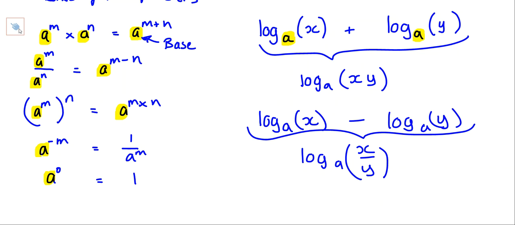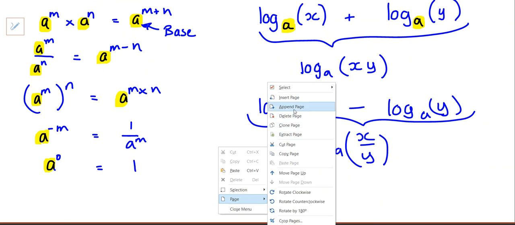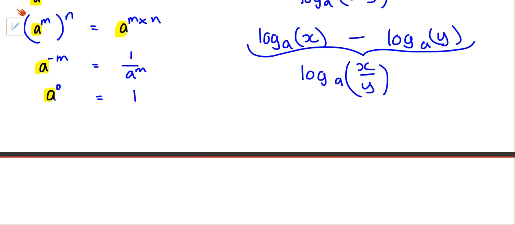Okay? Now a couple more that you can see the link but might not be quite so clear. We would have that log to the base a of x to the power of n is the same thing as, any ideas?